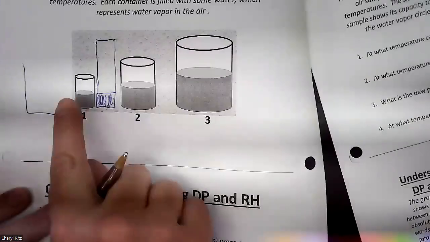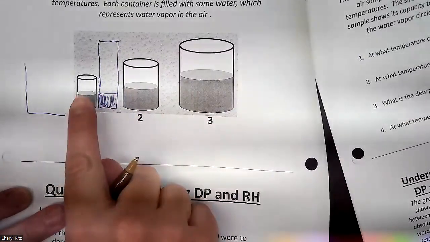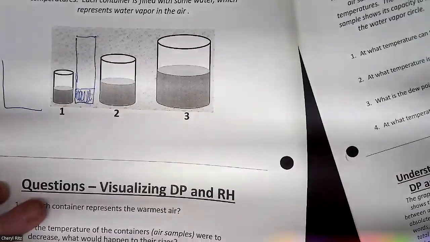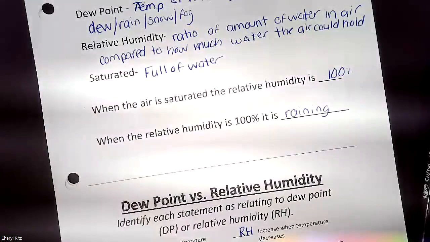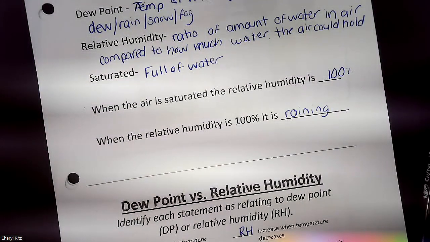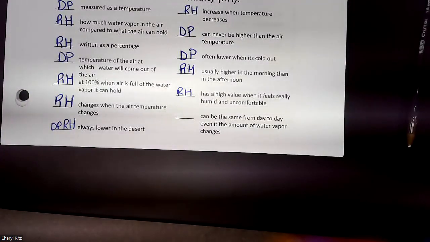That again comes back to these three pictures. The amount of water vapor. So if I had, maybe that's not the best way to explain it. How is this one worded? Can be the same from day to day, even if the amount of water vapor changes. Oh, yes, then this one's perfect.